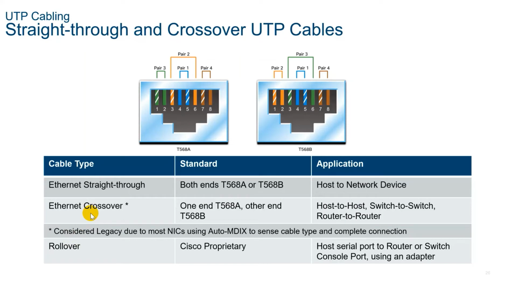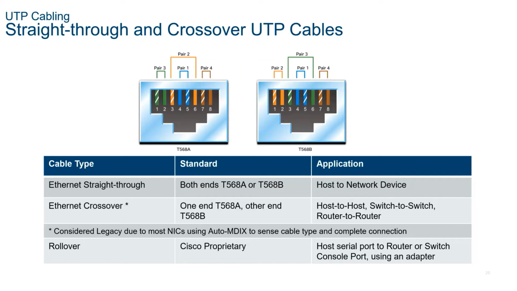The next one is the Ethernet crossover cable, used to interconnect similar devices. For example, to connect a switch to another switch, a host to another host, or a router to another router, we use the Ethernet crossover. One end uses T568A and the other end uses T568B. The last type is a rollover. A rollover cable is a Cisco proprietary cable used to connect a workstation to a router or switch console port.